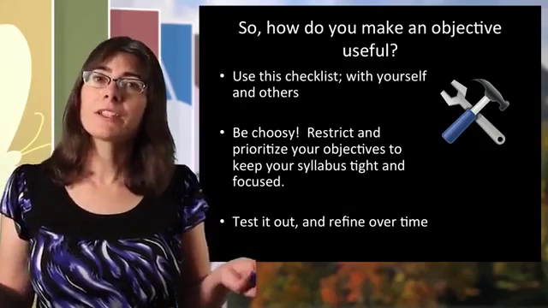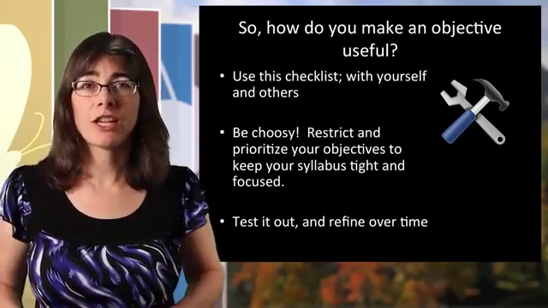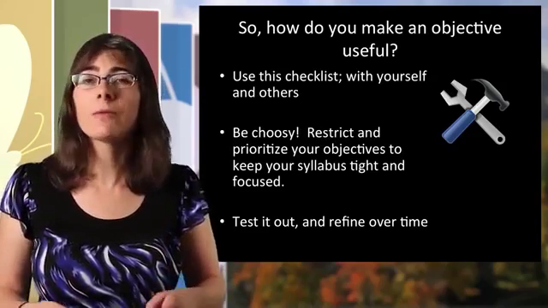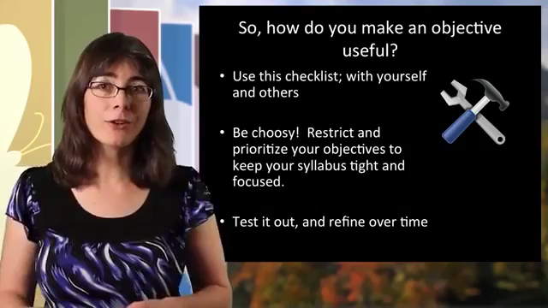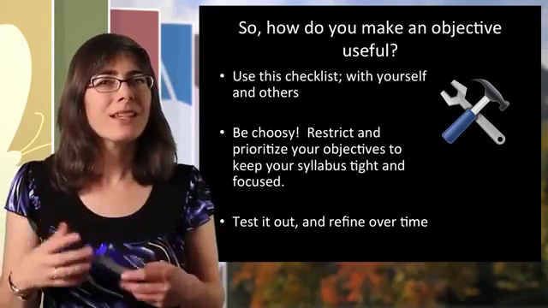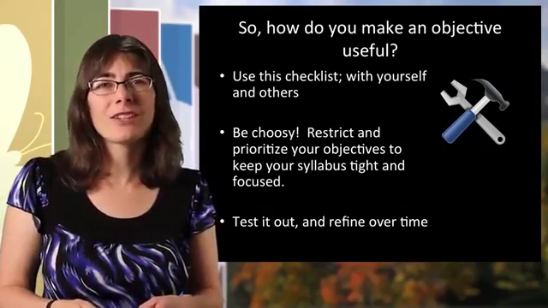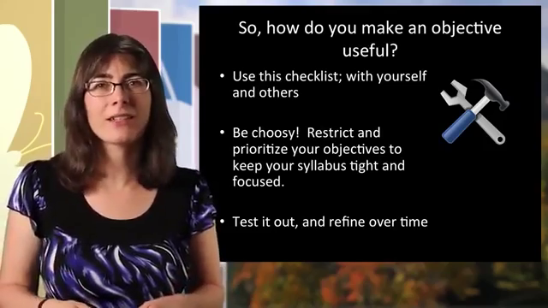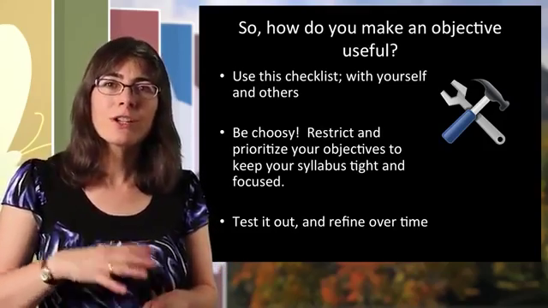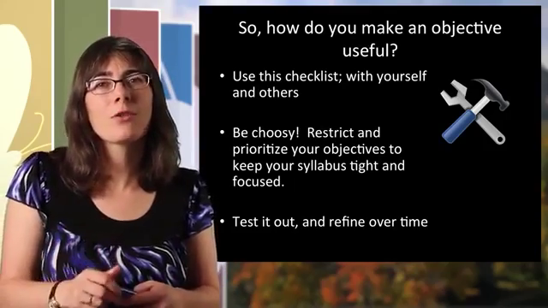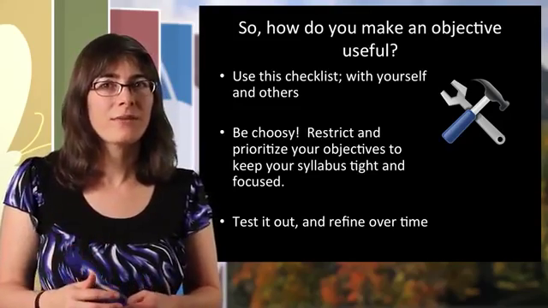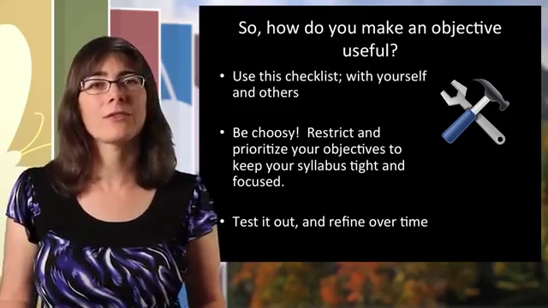So, how do you make an objective useful? You use this checklist with yourself and others. This is helpful if you're trying to give other people feedback on their goals. You want to be choosy. If your list of learning objectives indicates you've got too much packed into this course, then you might want to remove some stuff to really keep your course tight and focused. And then test it out and refine it over time.